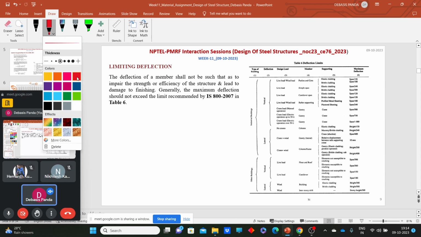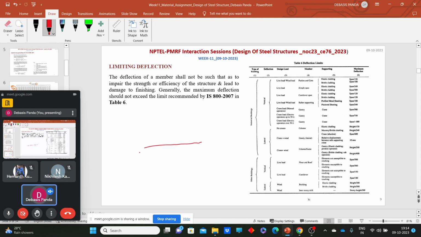So for that beam, first we need to calculate the maximum deflection. Say, for example, we have a simply supported beam and some loading is there. With the loading condition, the shape and the length, we can calculate the maximum deflection value, right? So del maximum should be less than your del allowable.